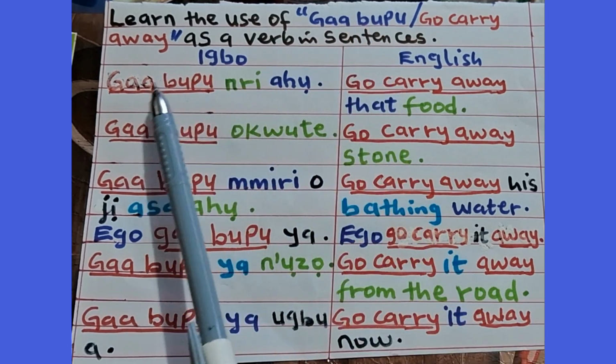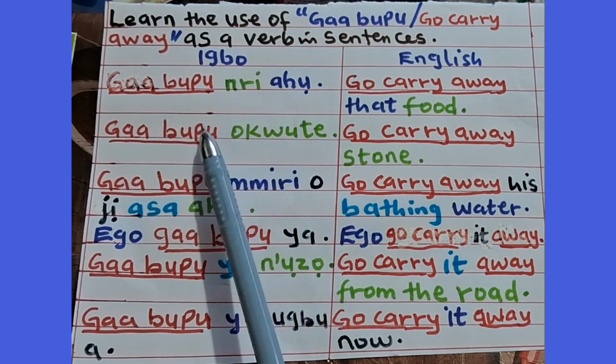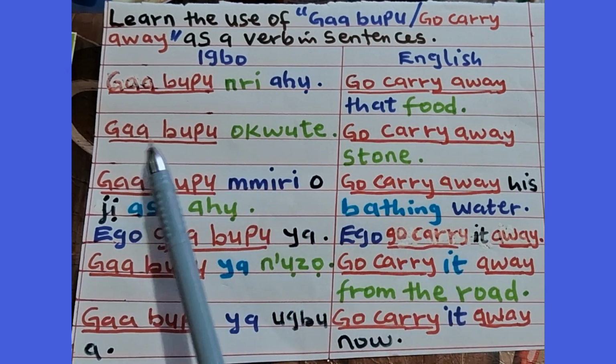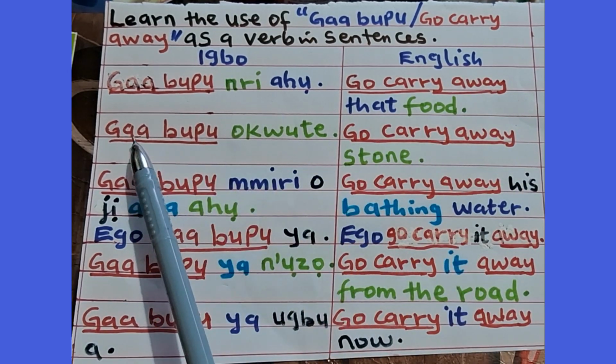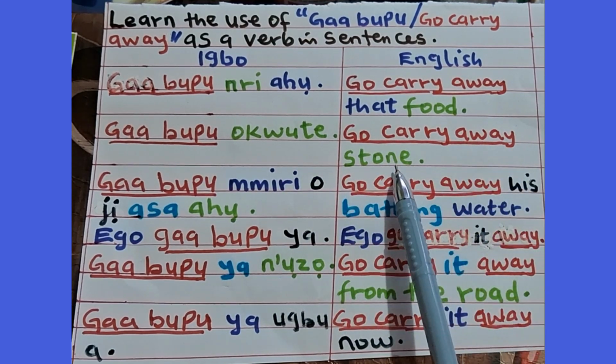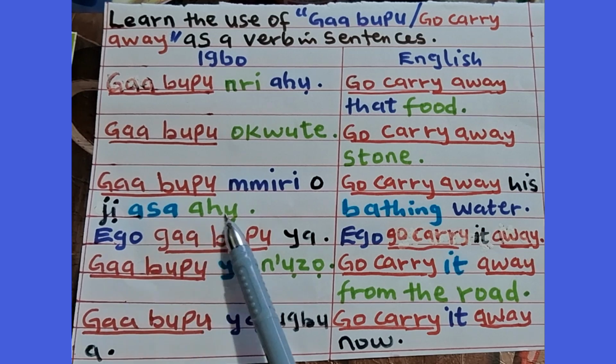Let's start. Igbo, English. Gaa bupu nri ahụ, meaning go carry away that food. Gaa bupu okwute. Go carry away stone.